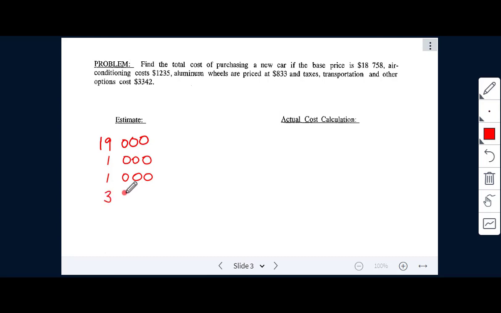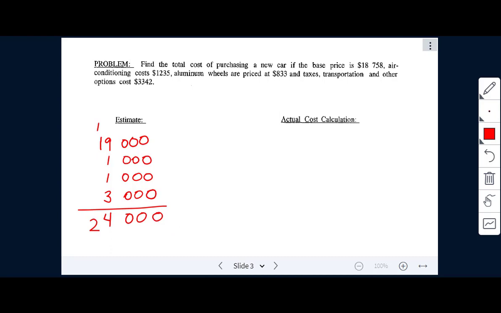You could have rounded it to, if you wanted to round to hundreds, you could have as well, but we'll just round it to 3,000. All right, so notice everything's lined up, so I'm just going to add all my zeros there. 9 plus 1 plus 1 plus 3, 14. 1 plus 1 is 2. So my estimate is it's going to be about $24,000.